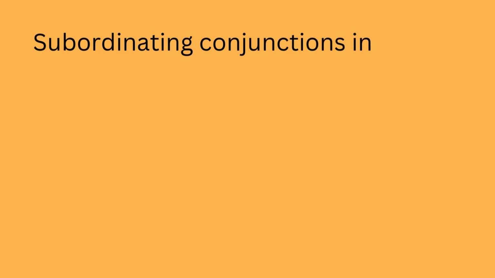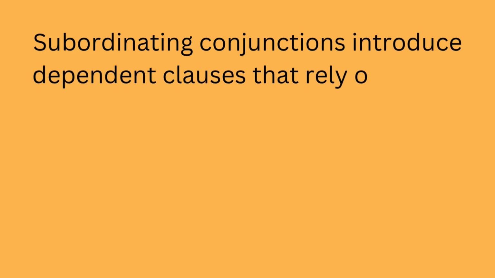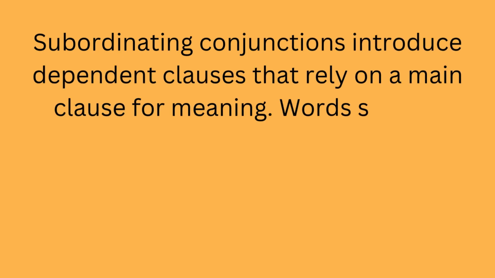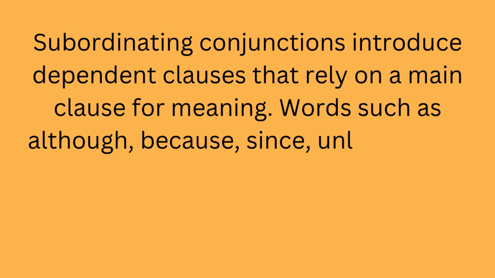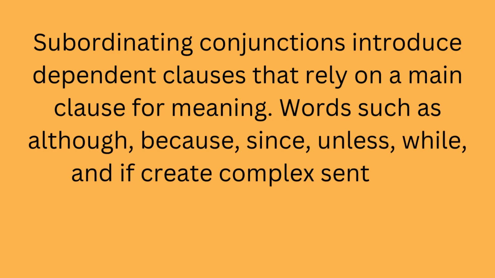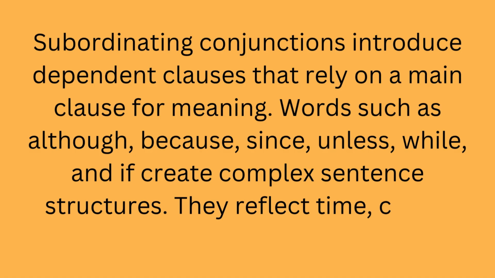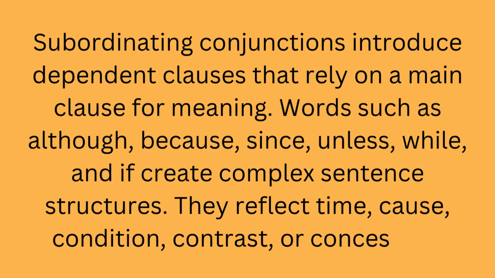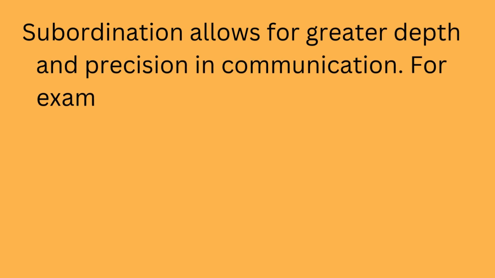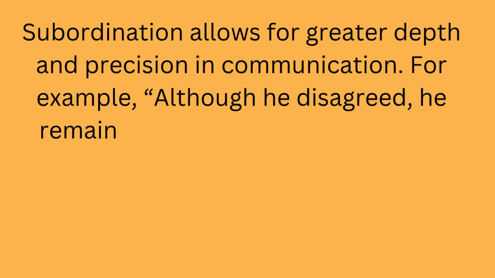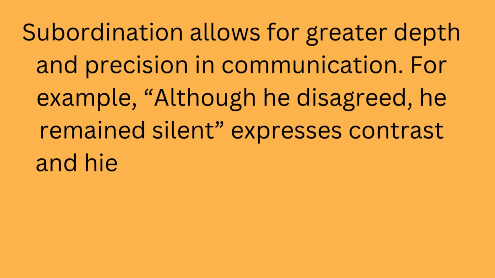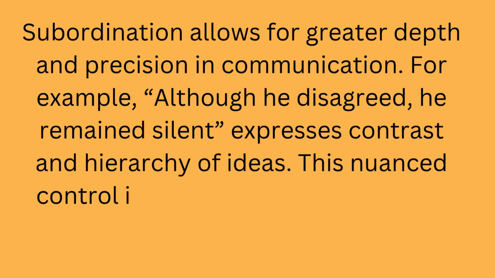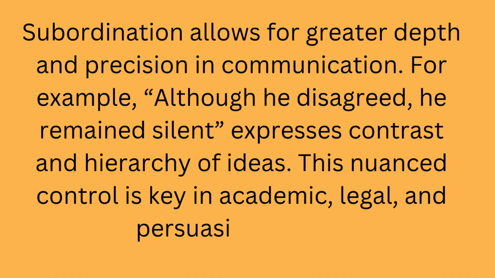Subordinating conjunctions introduce dependent clauses that rely on a main clause for meaning. Words such as although, because, since, unless, while, and if create complex sentence structures. They reflect time, cause, condition, contrast, or concession. Subordination allows for greater depth and precision in communication. For example, "although he disagreed, he remained silent" expresses contrast and hierarchy of ideas. This nuanced control is key in academic, legal, and persuasive writing.